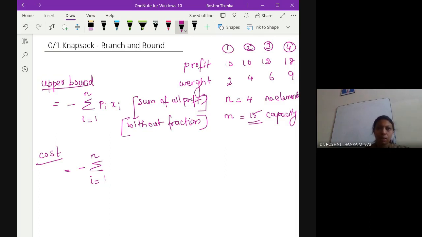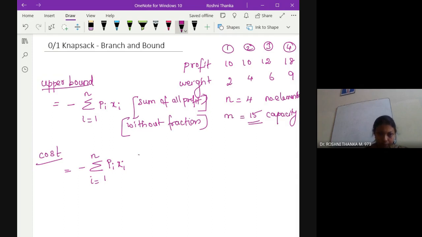Since 0/1 knapsack is a maximization problem, but branch and bound works for the minimization problem, that is why we are going to convert each and every value to a negative value. So here again we are going to find the summation of the product of the profit into xi. Again, pi means profit, and xi means whether you are going to consider the item or not.